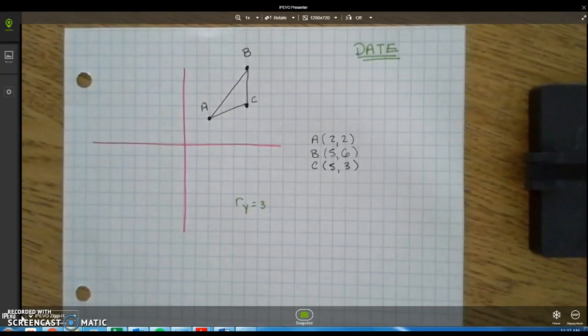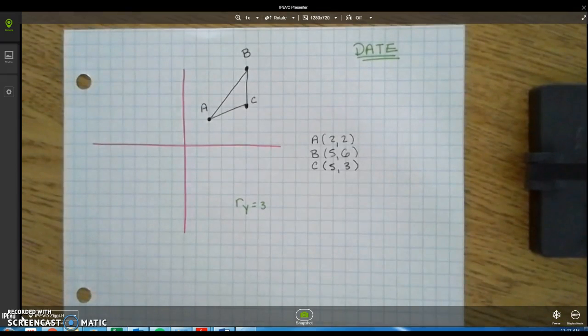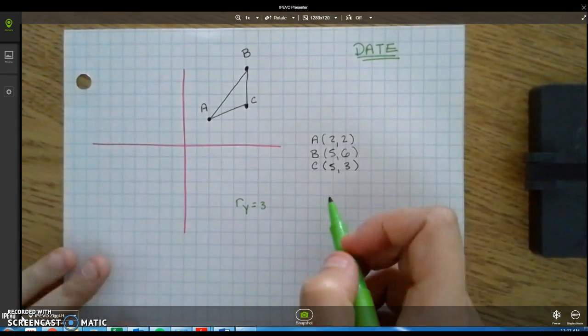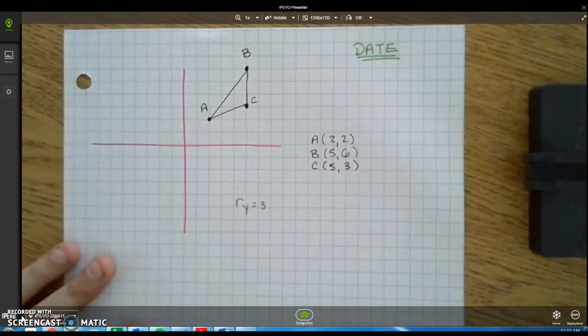Okay, this is your homework for either the night of August 22nd or August 23rd. Please write your date up here and put this in the notes section of your binder. We're going to start by reflecting across the y equals 3 line.